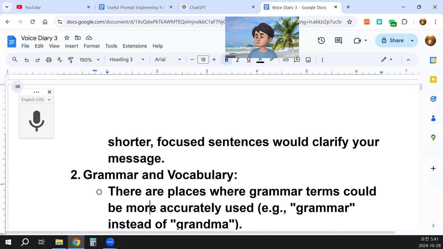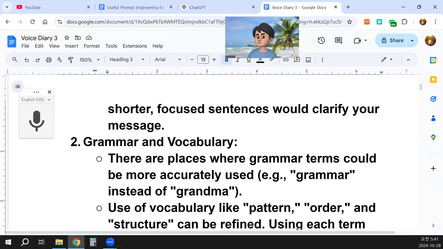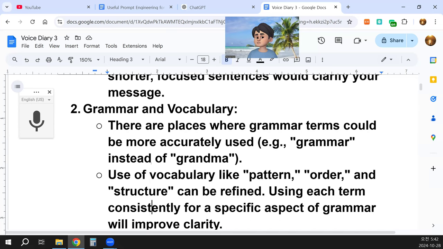There are places where the grammar terms could be used more accurately. Use of vocabulary like pattern, order, and structure can be improved by defining and using each term consistently. Being precise about a specific aspect of grammar will improve clarity.